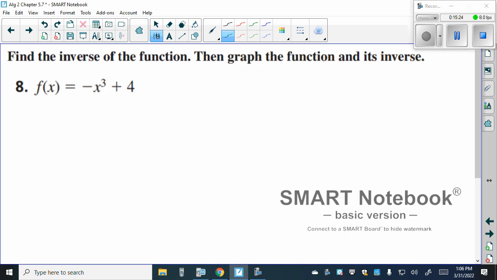All right. So what can we do first? So the first step for this here is to replace f of x with y, and then we do what? We switch x and y. So x is equal to negative y cubed plus 4. What do we do next?